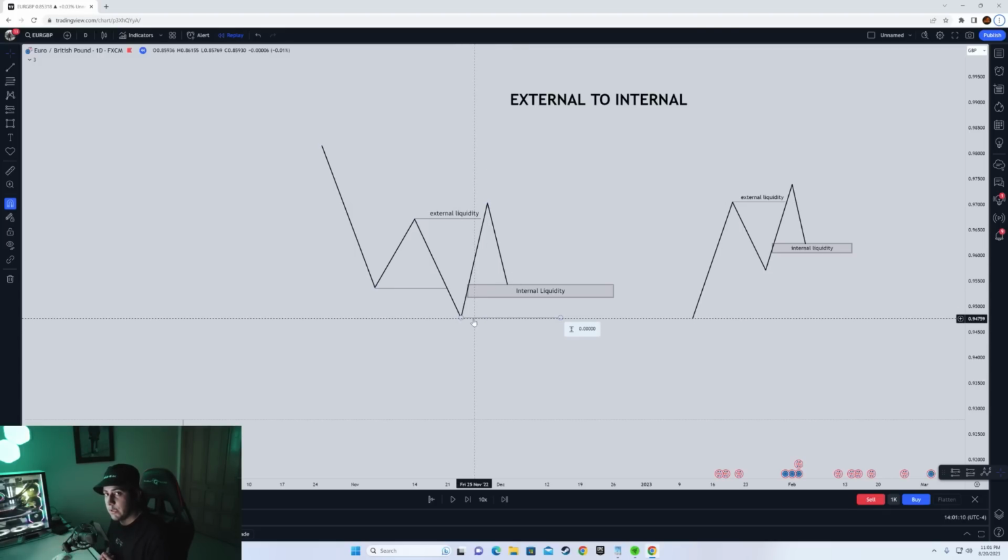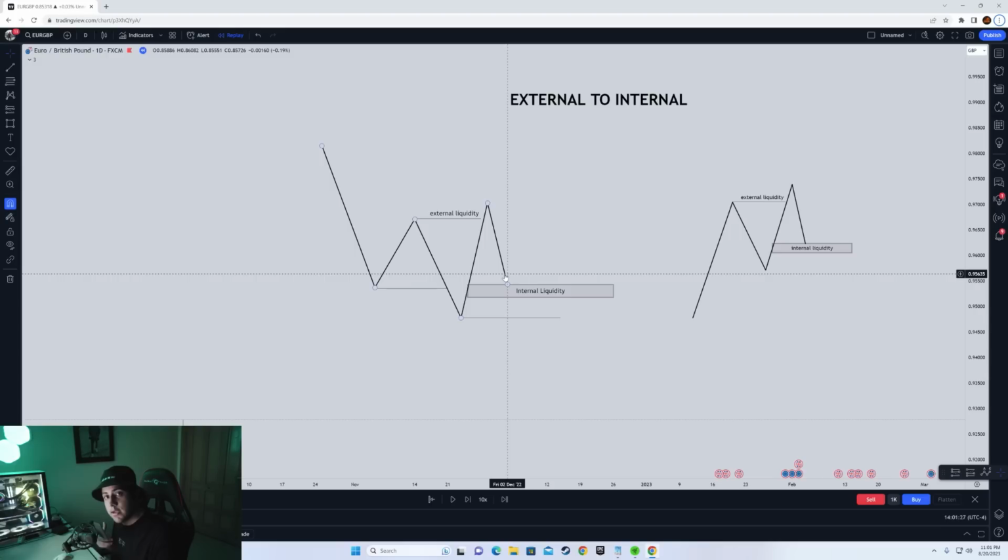What is an internal liquidity? It is basically any fair value gap in the discount or in the premium. All right, so over here you can see we have this fair value gap in the discount. So what price does is it takes external liquidity and it rebalances itself into internal liquidity.